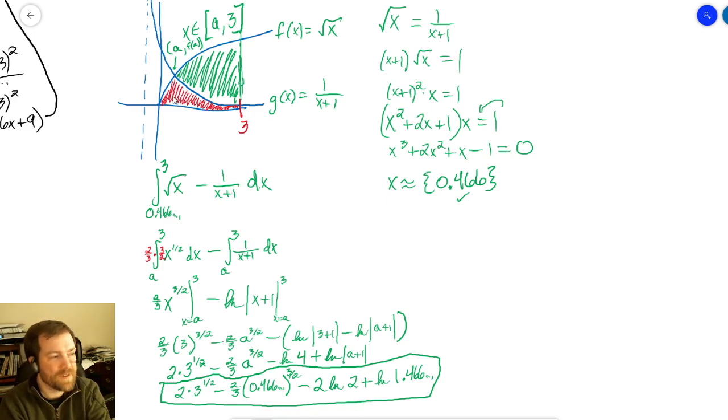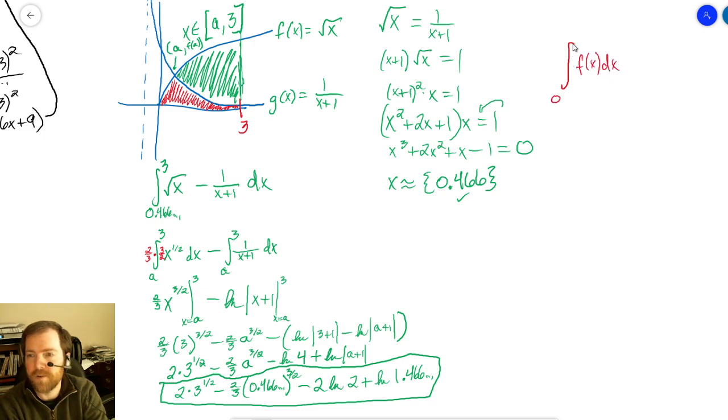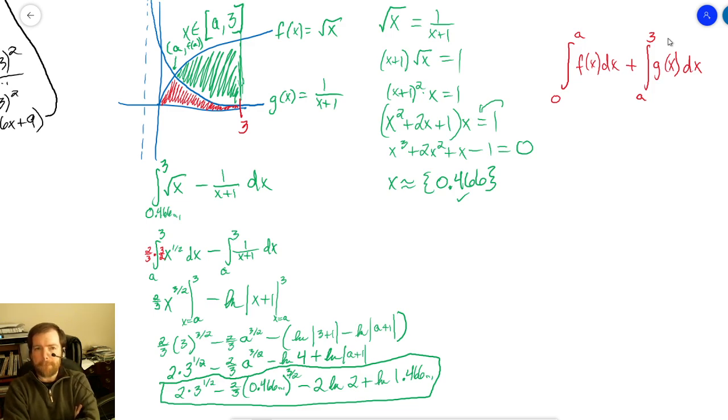All right, if you did want the bit that's underneath both curves here, this becomes a little bit interesting. So you do have to say, okay, what's the integral of f of x dx from 0 to a, and then what's the integral of g of x dx from a to 3. So this one's a little bit easier. You'd still have to figure out where a is.